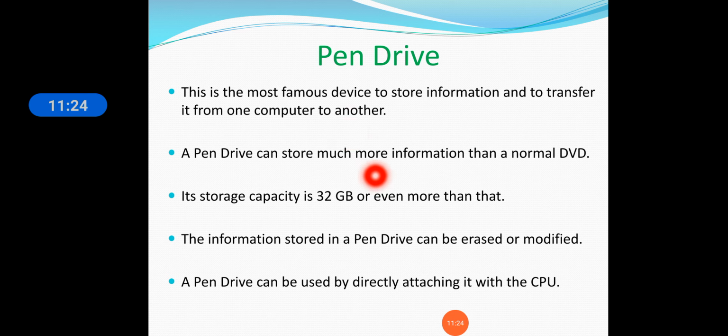A pen drive can store much more information than a normal DVD. So its capacity is very high compared to a DVD. Third point, its storage capacity is 32 GB or even more than that, because 64 GB and more are available in the market.